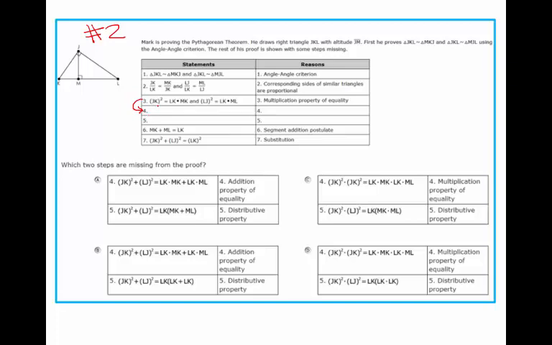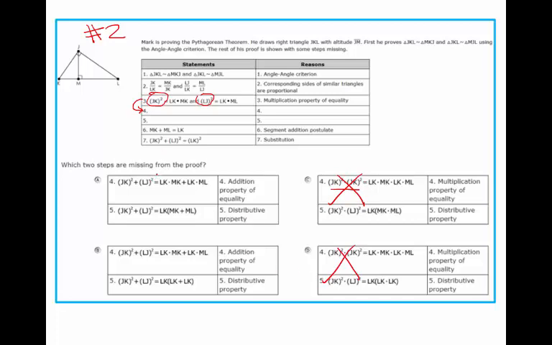If we look at step 3, it says JK squared is equal to LK times MK, and LJ squared equals LK times ML. Well, we're just using the addition property, so if you take a look at the addition property, which one of these makes sense? Well, we have this being squared and this being squared. So if you look here, that doesn't make sense. We don't have 2 JK squareds, and that takes away 2 of your solutions already.